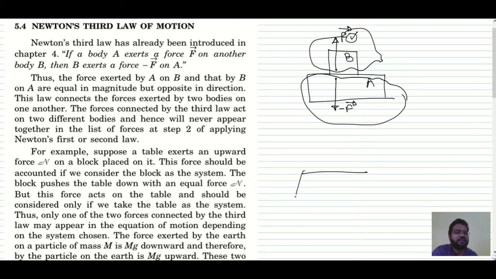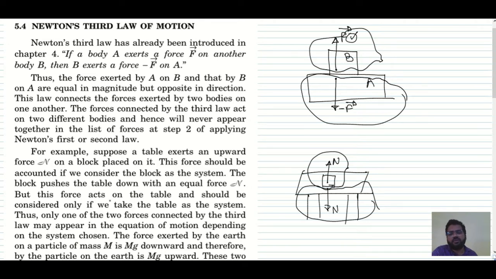So if you consider a table, and on this table we have a block. If the table exerts a force of N on the block, then this block will exert a force of N on the table. So if you consider the block as a system, this N will come. If you consider the table as a system, this N will come, right. So this is what they are saying. Thus, only one of the two forces connected by the third law may appear in the equation of motion, depending on the system chosen.